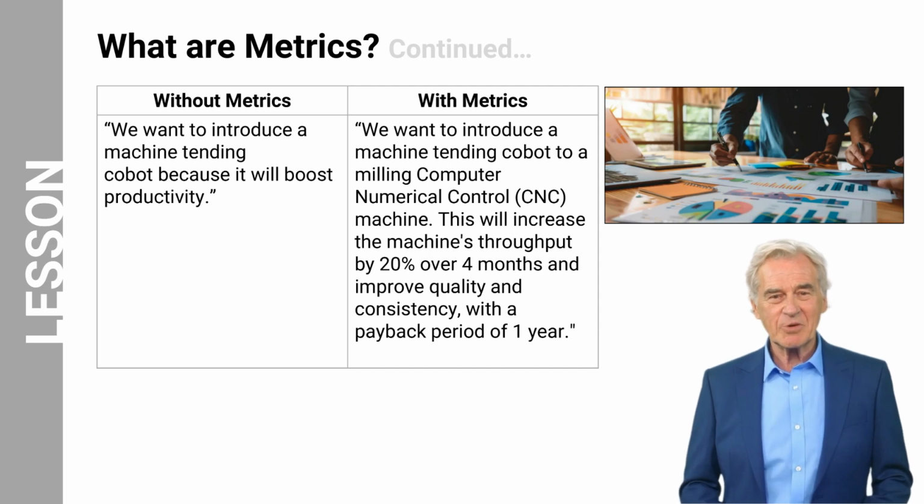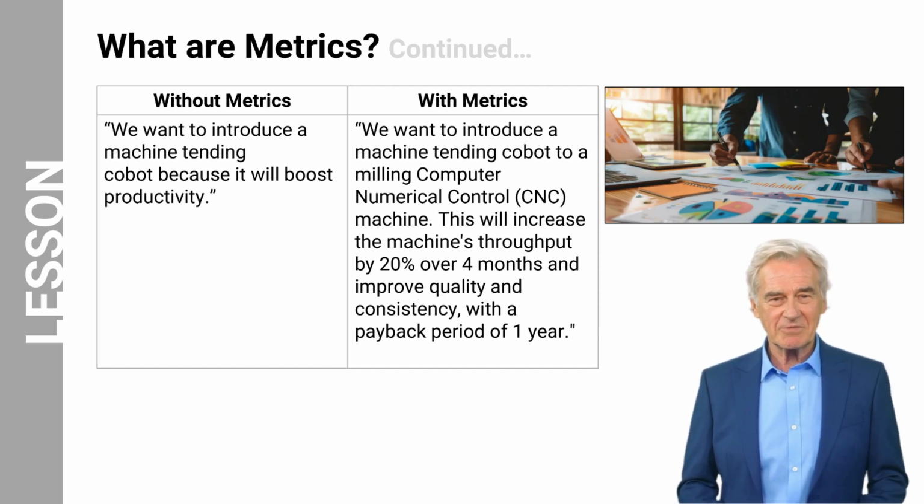Now, here's an example with metrics. We want to introduce a machine tending cobot to a milling CNC machine. This will increase the machine's throughput by 20% over 4 months, improve consistency, and achieve a payback period of 1 year. Notice that in this example, the use of metrics provides factual statements. 20% improvement over 4 months, enhanced consistency, and a 1-year payback period.